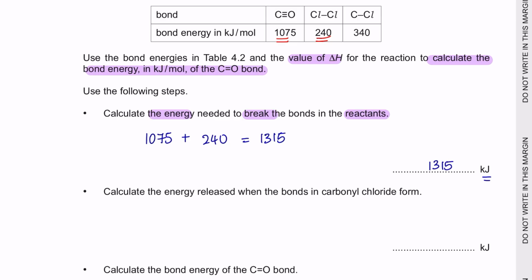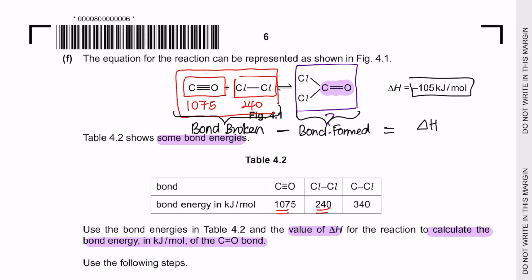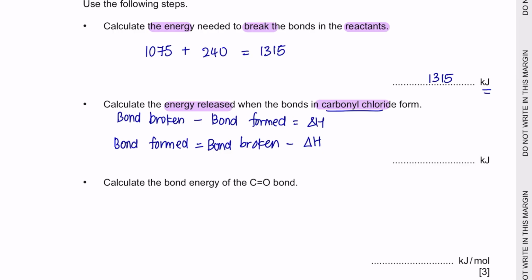Next is to calculate the energy released when the bonds in carbonyl chloride form. The energy released when the bonds are formed is over here, so we are looking to calculate how much energy this is. Now the energy used to break the bonds minus the energy used to form the bonds is how we are going to get the change of enthalpy. So if we are looking to calculate the bond formed, we're going to rearrange the formula. The bond broken is 1315 minus the enthalpy, 105, giving us 1420 kilojoules.